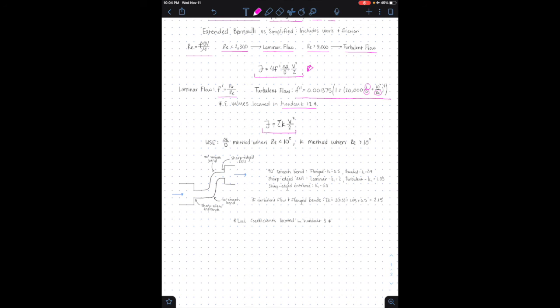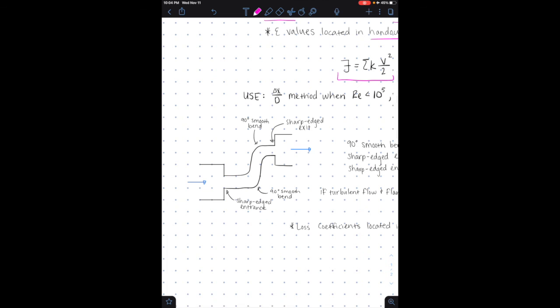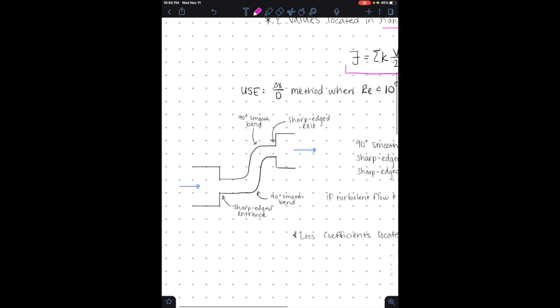And there's many different characteristics of pipes, but I'll just go over 3 common ones that you'll see and how they come into play when determining the sum of the loss coefficients in order to calculate the friction factor. So here's just an example of a pipe that has both bends and entrances and exits. So this is what you would call a sharp-edged entrance. These two things right here, this is a 90-degree smooth bend, and then this is also a 90-degree smooth bend, and then this is a sharp-edged exit.